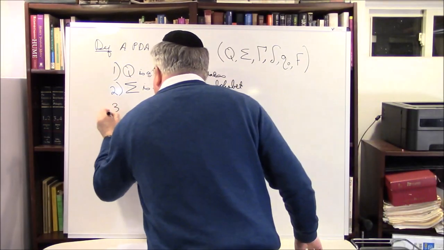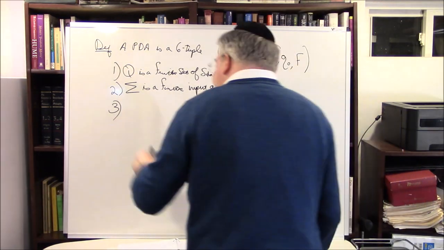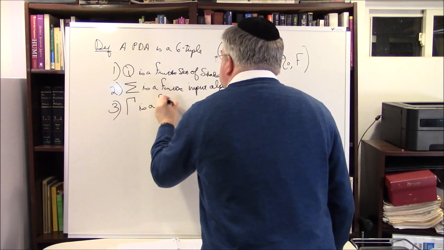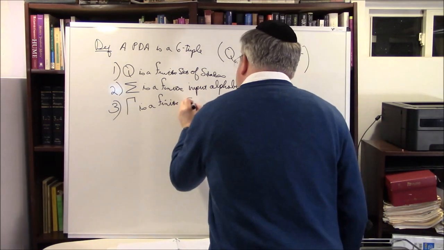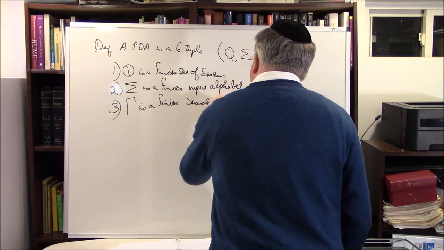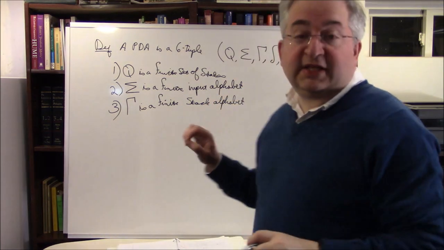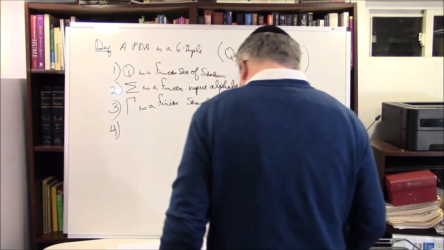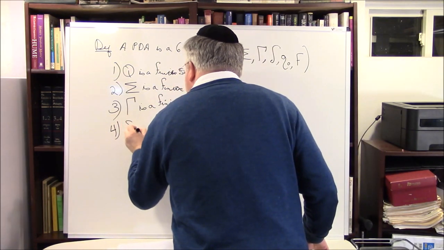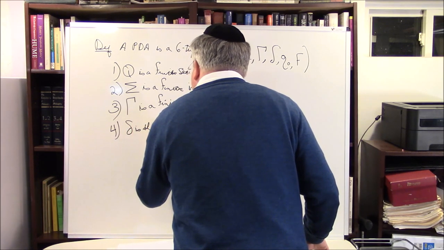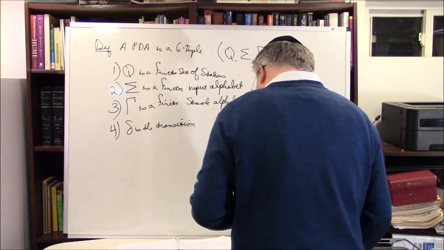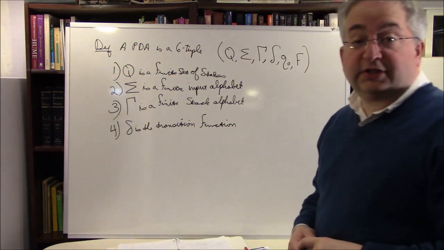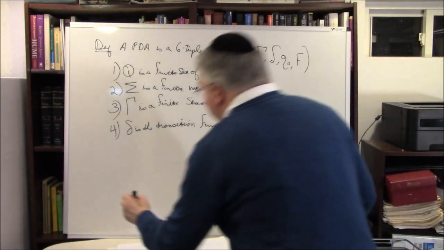Next, three. Gamma, this is something new. That's a capital gamma, a finite stack alphabet. These are the letters that go on the stack. So this is the new thing. Finally, four is the transition function, and as always, that's the hardest thing. We'll do that in a second. Let's just deal with the two easier things first.